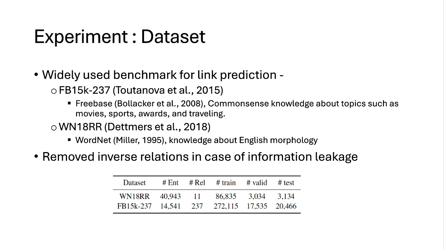And the dataset. In this research work, the authors used two widely used benchmark datasets for the link prediction task. The first one is FB15K-237, which is a subset of the Freebase dataset. It contains common sense knowledge about topics such as movies, sports, awards, and traveling. Another one is WN18RR, which is a subset of the WordNet dataset. This is basically knowledge about English morphology. Each dataset removes the inverse relations to avoid information leakage.